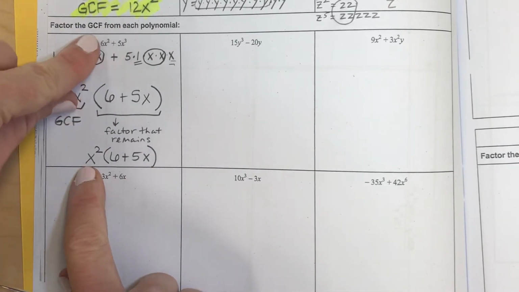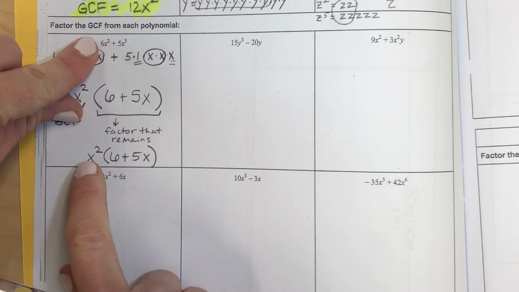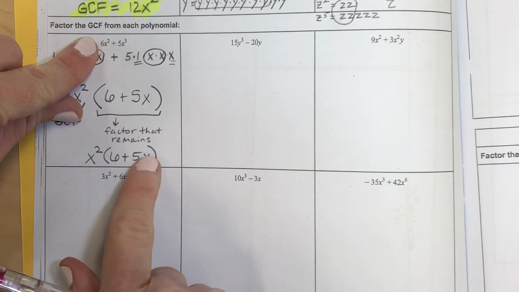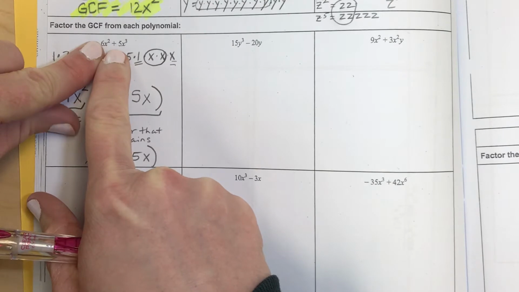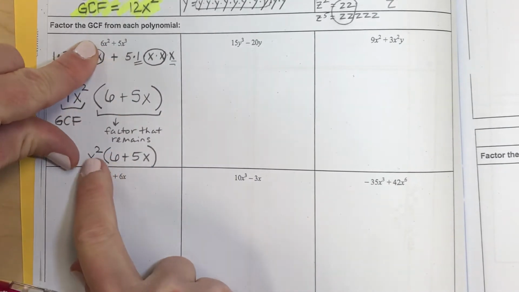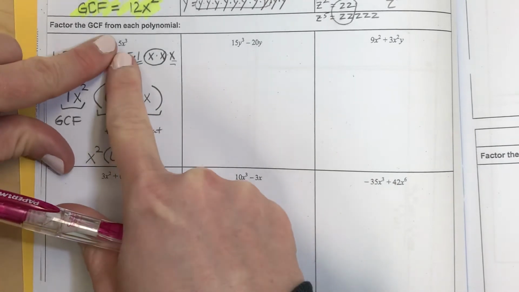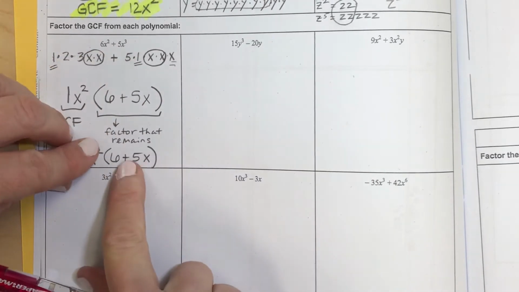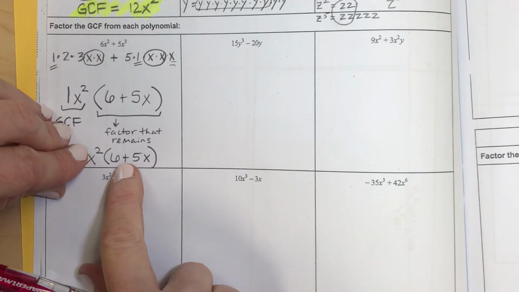Another way to check, just to make sure that you did this correctly, is to distribute your x squared. You should get what you started with originally. So x squared times 6 is 6x squared, that's correct. And x squared times 5x is 5x cubed, and so I know that this would be a correct GCF.